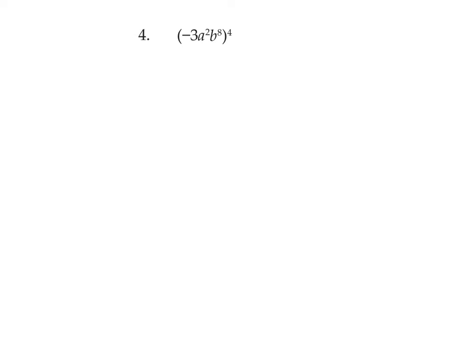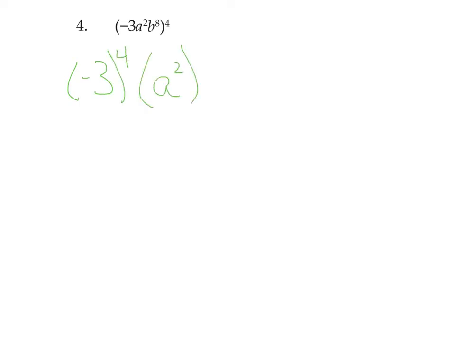Now, on number 4, we're going to do the same process. We're going to put this 4 exponent on everything in the parentheses. So we're going to start with the negative 3, and it's going to get a 4 on it. And then we're going to have a squared, and it's going to get a 4 on it. And b to the 8th is also going to get a 4 on it.